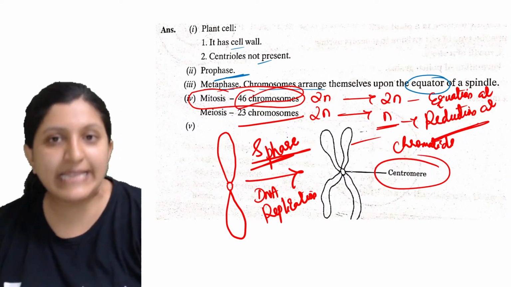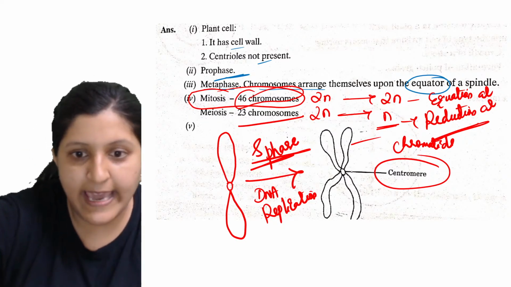Double the amount of DNA you can find at this stage.